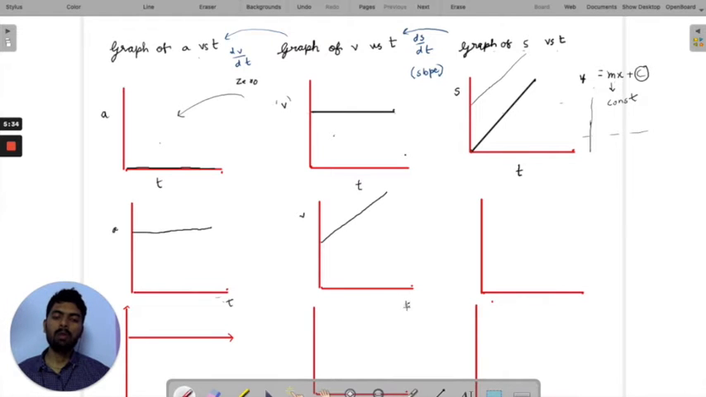Now, how would the s versus t be for such a graph? Once again we can see here that the velocity is increasing, which means the slope of this graph has to keep on increasing. So such a graph with a positive acceleration would look something like this, where at each and every point the slope of the curve is increasing.